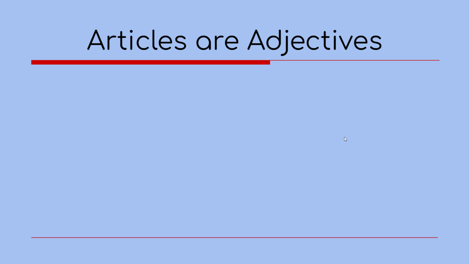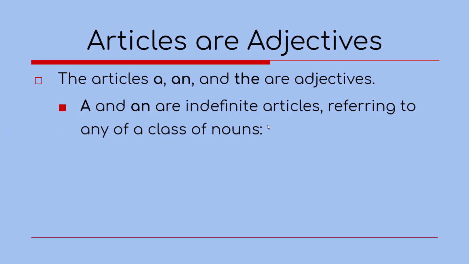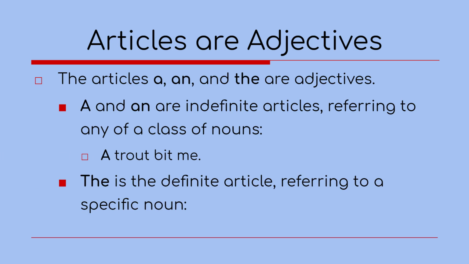Finally, it's important to remember that the most common adjectives are the articles a, an, and the. A and an are what is known as indefinite articles, referring to any of a class of nouns. A trout bit me. The is the definite article, referring to a specific noun. I slaughtered the weasels.